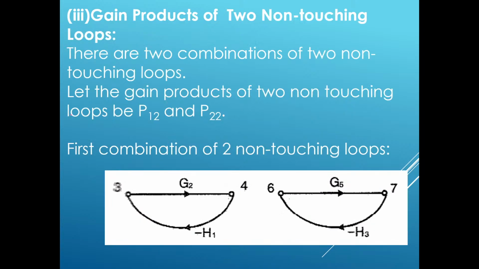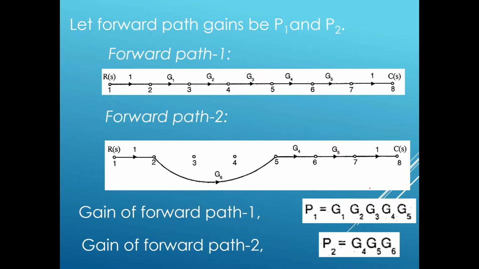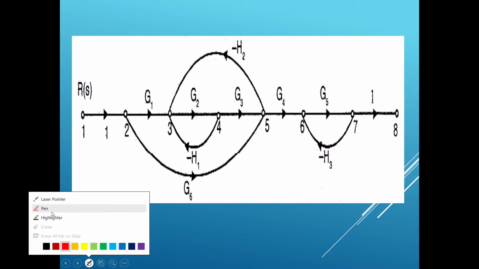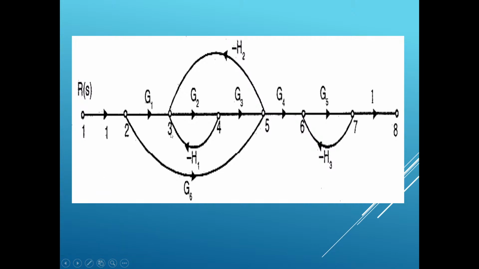The third step is to get the gain products of 2 non-touching loops. Let us check whether there are any non-touching loops first of all. This is our figure. Now how many loops did we get? What were our loops? I will just mention the loops. Our loops were 3 to 4.